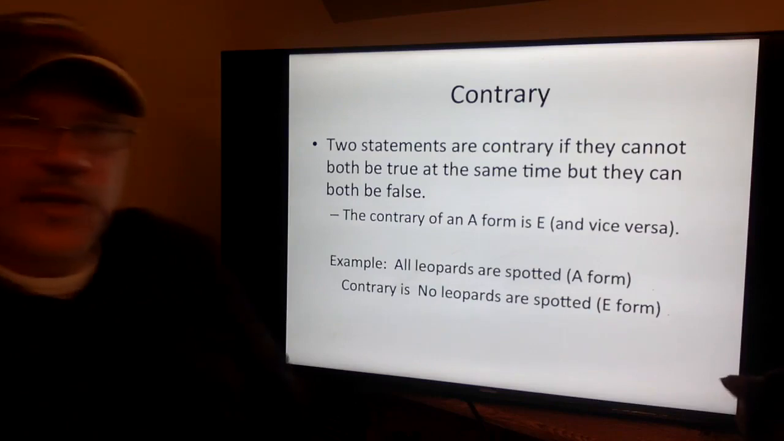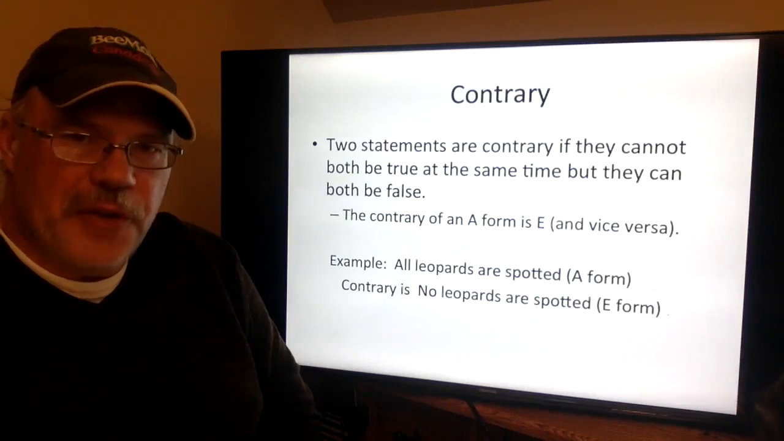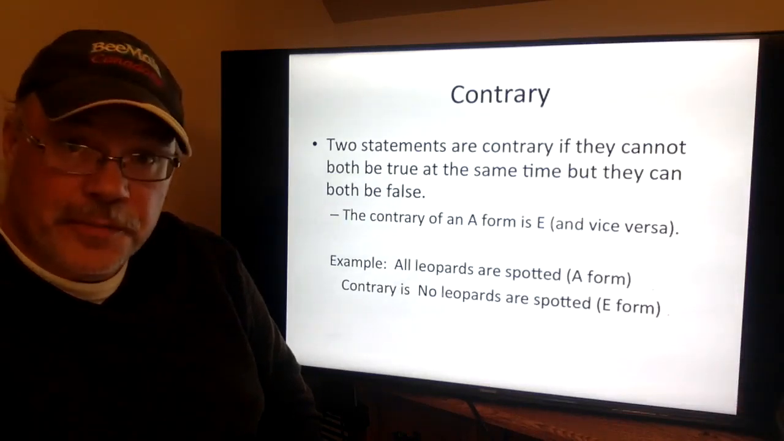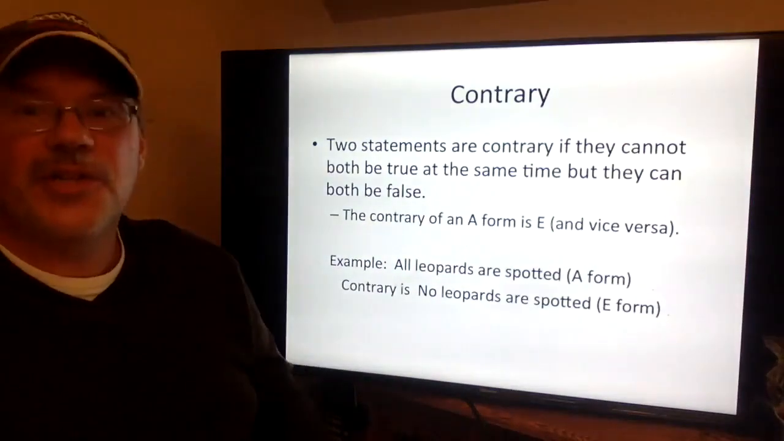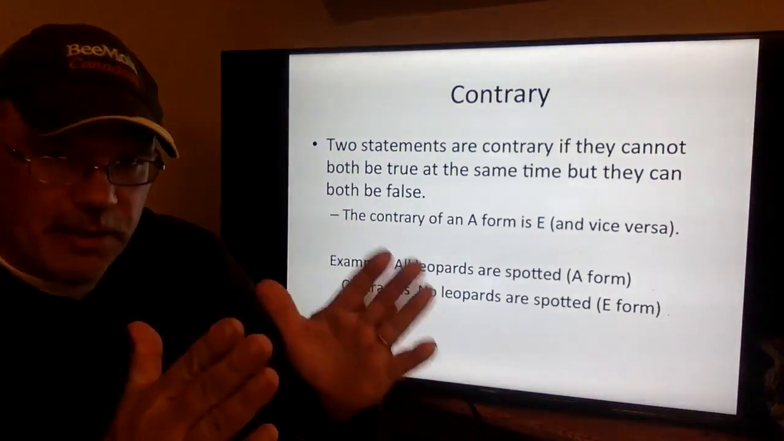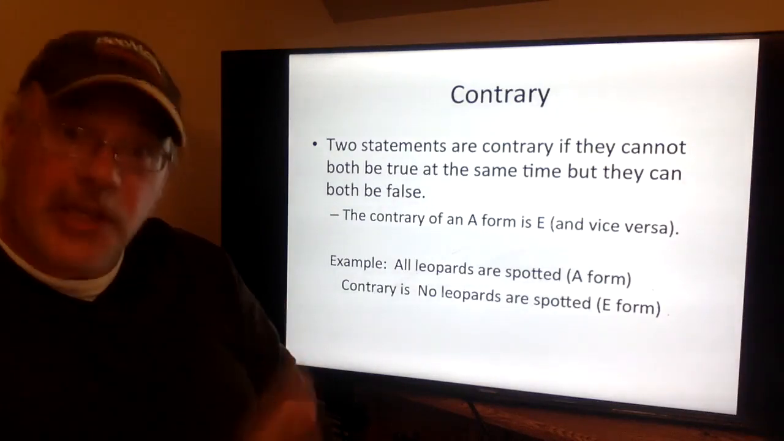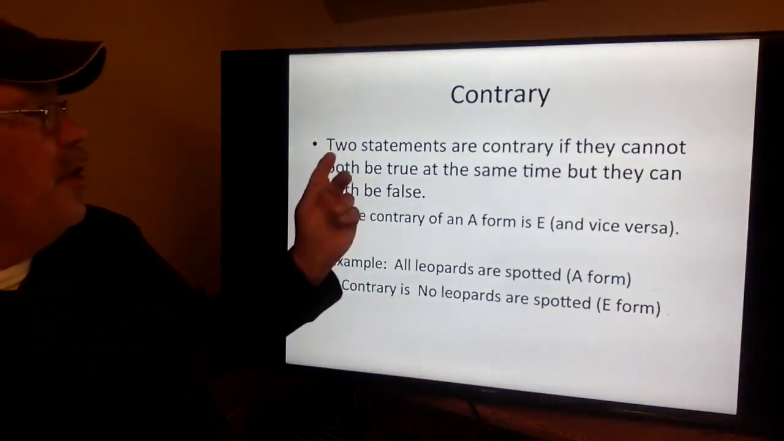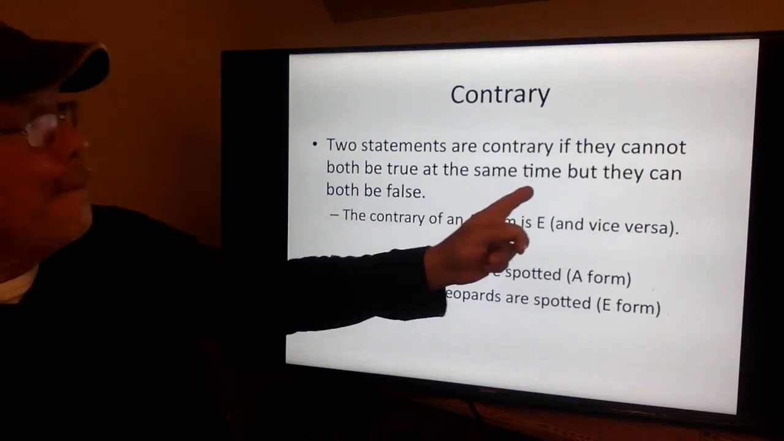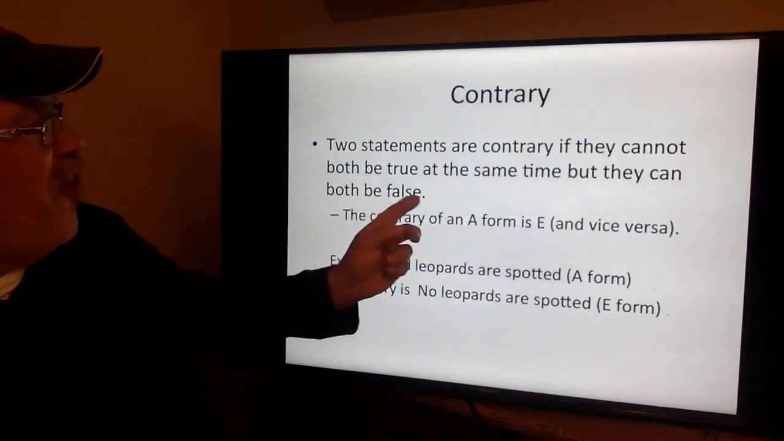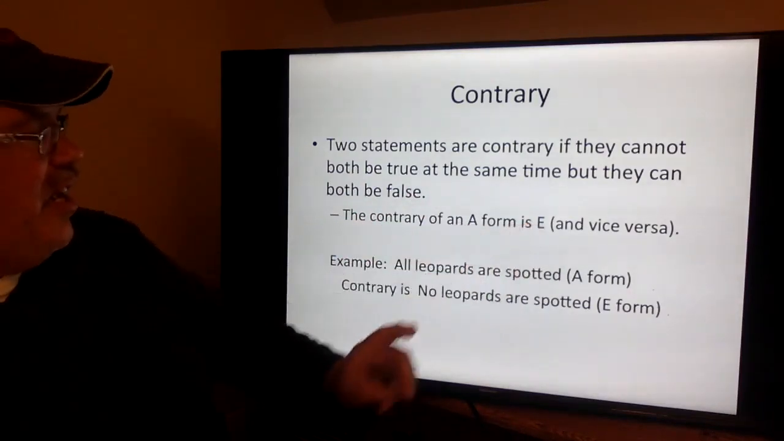The next logical relationship is contrary. And this means something different than contradiction. I know in ordinary language, contradiction and contrary tend to get all muddled up in each other. We now need to be disciplined and realize that these mean different things. Subtly different, but nonetheless different. So two statements are contrary if they cannot both be true at the same time. That's the same as contradiction. But they can both be false at the same time. Okay? So the contrary of an A is an E.